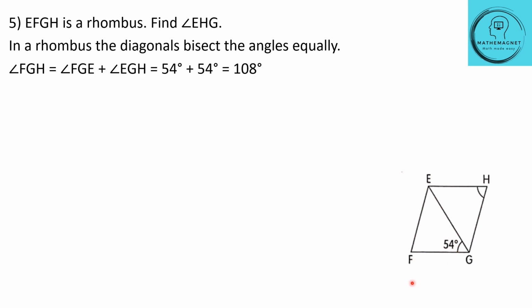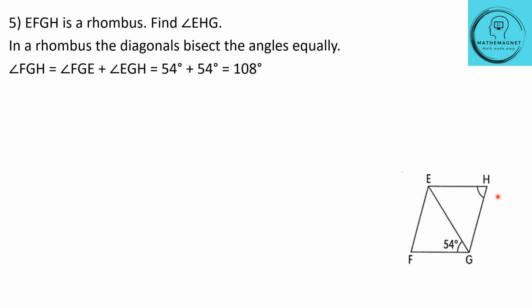So FGH is equal to FGE plus EGH. We know FGE is 54 degrees, so EGH will also be equal to 54 degrees. So 54 plus 54 equal to 108. So FGH will be equal to 108 degrees.